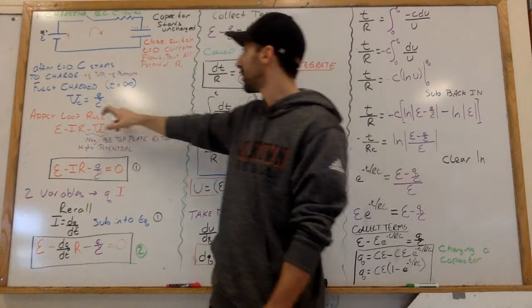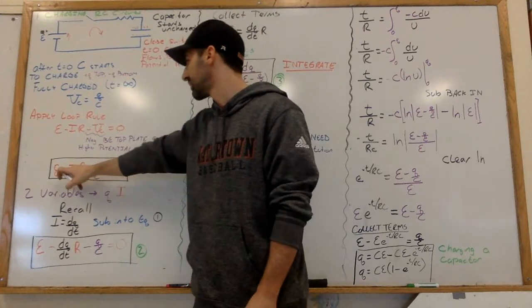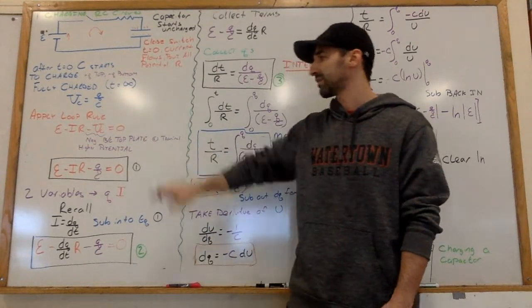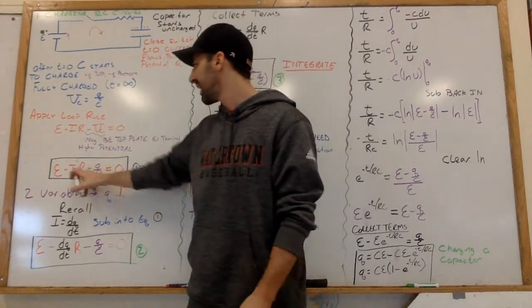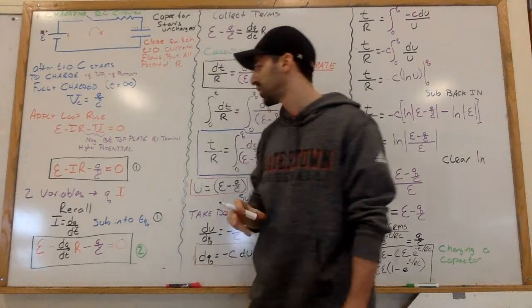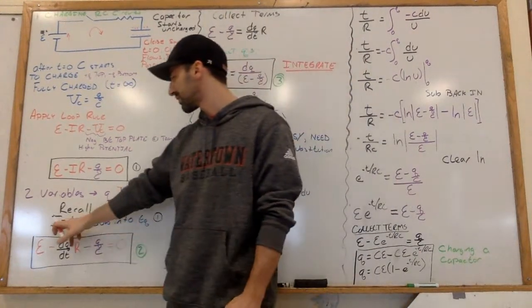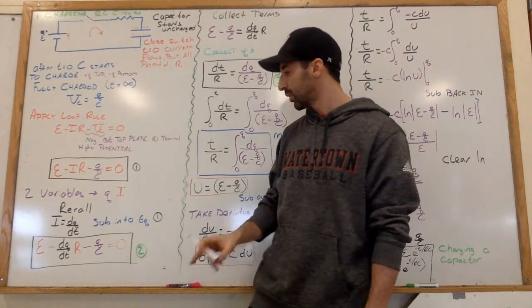Now I know that the voltage or the potential across the capacitor is Q divided by C, so I have E minus I times R minus Q over C equals 0, which I've labeled equation 1. Now it seems like a simple equation, but I have two variables. I have I and I have Q. But I do know that I and Q are related to each other by the definition of current. I is equal to dQ/dt. So I can sub that into equation 1.